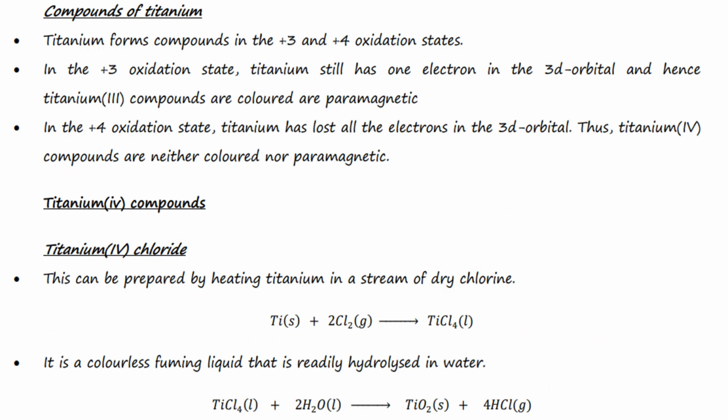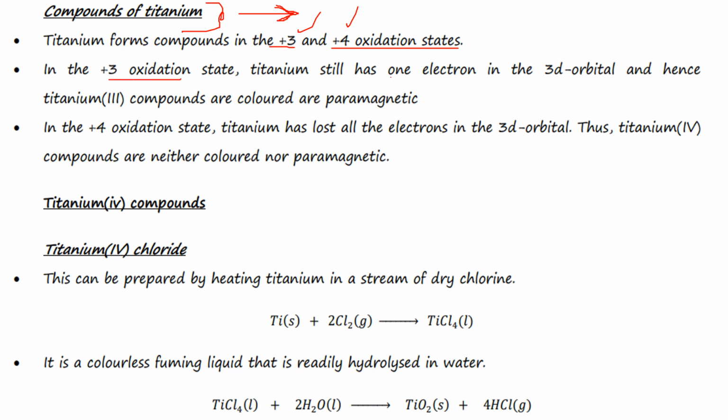Now, after covering the reactions that are involved by titanium, you are going to transit to the compounds that are going to be formed by titanium. Now, for transition elements, one of the characteristics of transition elements is that they form variable oxidation states. And you are going to see that titanium is going to form compounds in the +3 and then the +4 oxidation states, because those are the most stable oxidation states. In the previous video, you looked at how these oxidation states are formed by the respective elements.